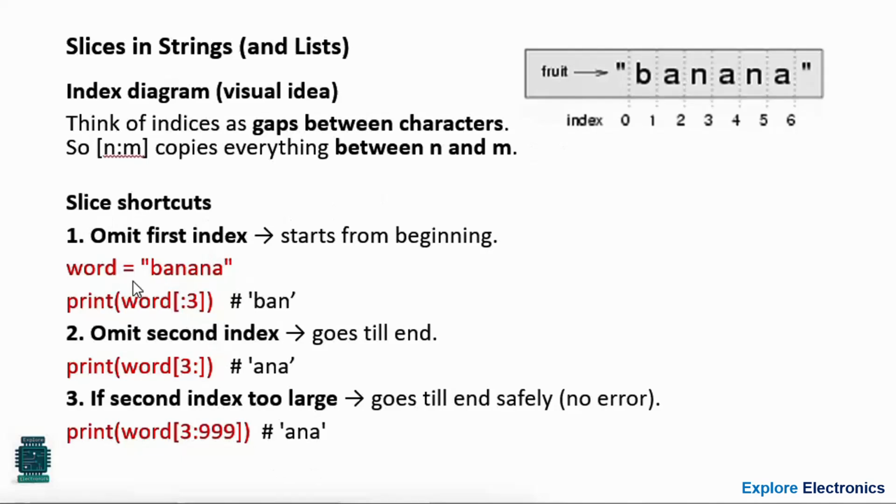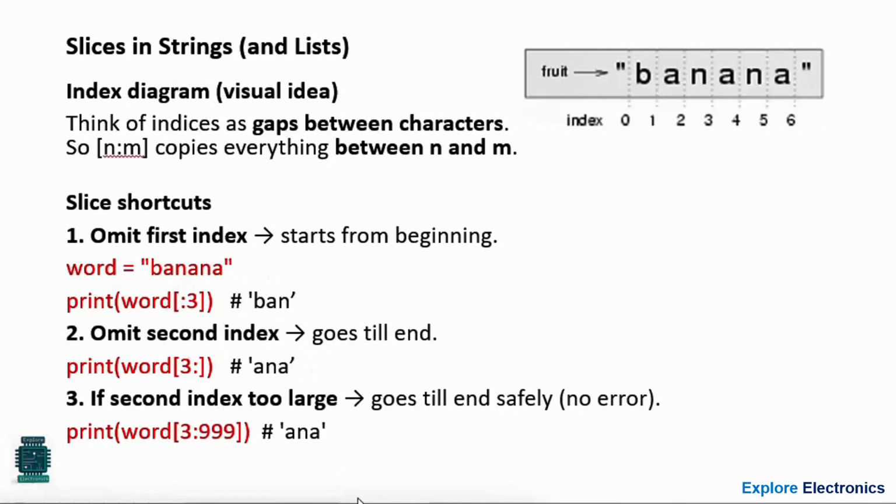Here, if I want to omit the first index, I have to start from the beginning. Let us see in the example. Word is equal to banana. Print word of colon 3. It will print BAN because from 0, 1, 2 it will print. 3 it won't print. 0, 1, 2 means it will print BAN in the output.